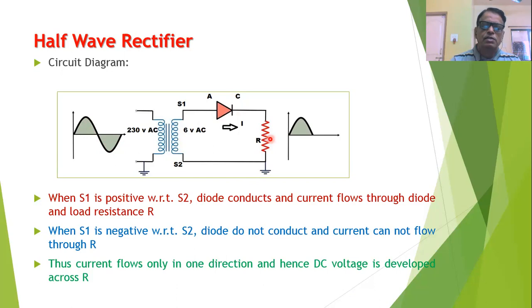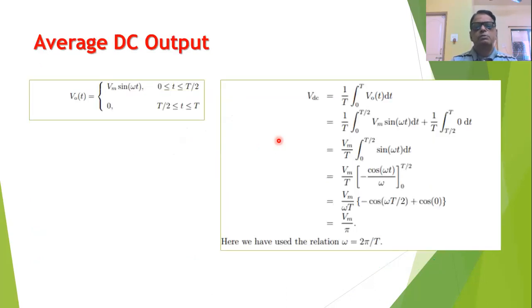And therefore, we will say that this is a DC current, and the voltage developed across this resistance R is a DC voltage. It is possible to obtain the average DC output in the case of a half-wave rectifier. The expression for the output voltage can be written as Vout is equal to Vm sine of omega t, when the value of t is in the range of 0 to T by 2. And the output will be equal to 0 when the value of t is in the range of T by 2 to T. So in that case, we can develop the expression for the output DC voltage or average DC output voltage. VDC is equal to 1 by T integration of 0 to T Vout into dt.